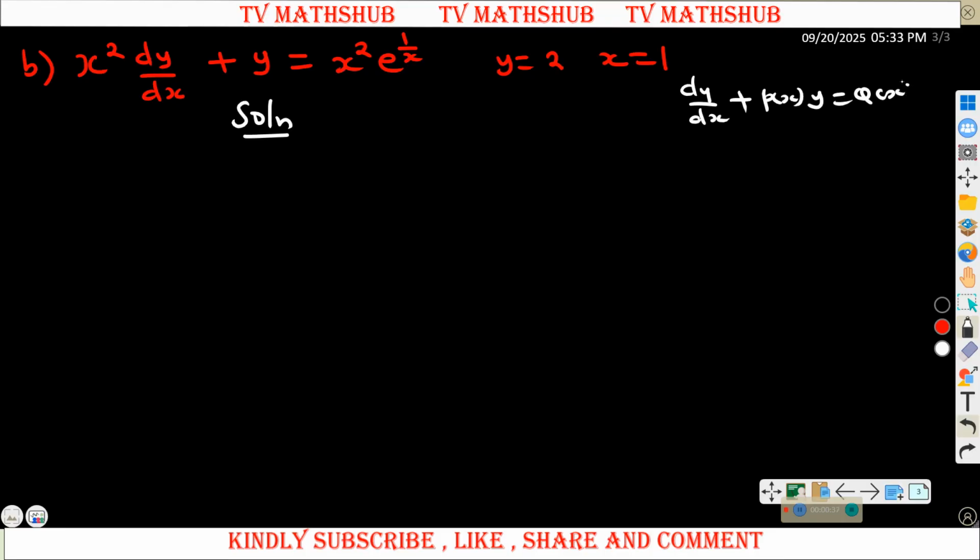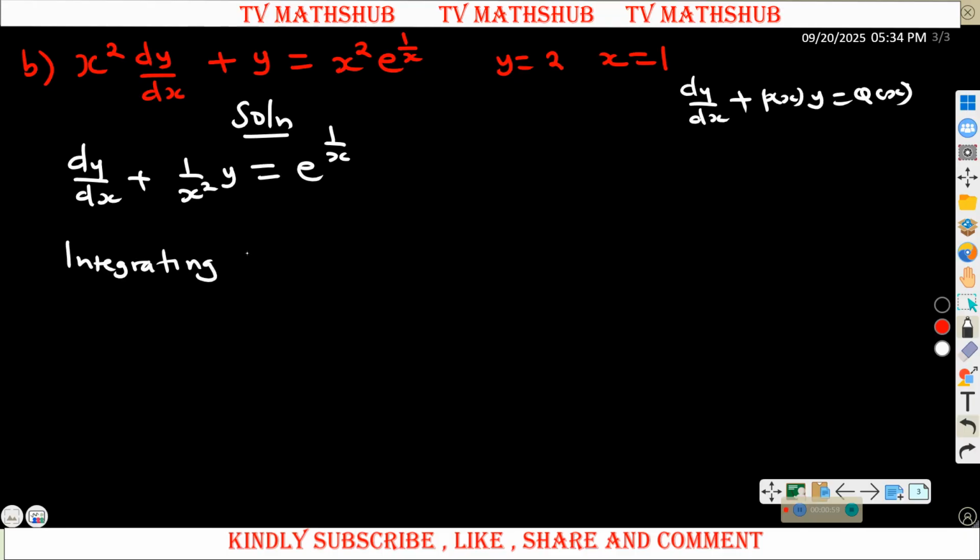Doing the same, we shall divide through by x squared, and we shall have dy/dx plus 1 upon x squared y, which is equal to e to the power of 1 upon x. Likewise, we shall look for the integrating factor. The integrating factor will be e to the power of the integral of p of x, but for this case p of x is 1 upon x squared dx.